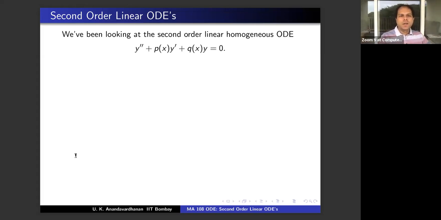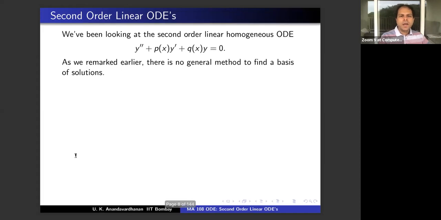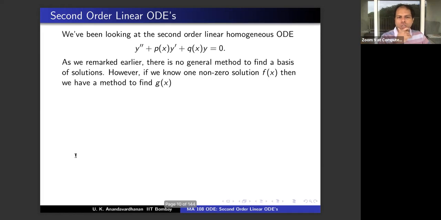Okay, so we have been looking at second order linear homogeneous ODE like this, and there is no general method to find a basis. But if we know one solution, so this is the only extra thing that I'm doing today. If you know one solution, then you can find the other solution. Okay, so what is the method? Such that both are linearly independent.